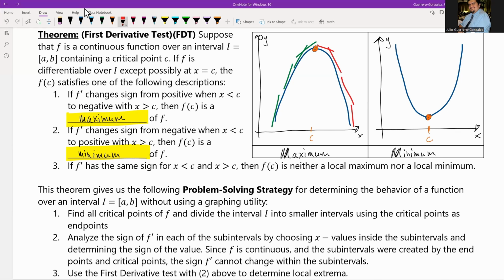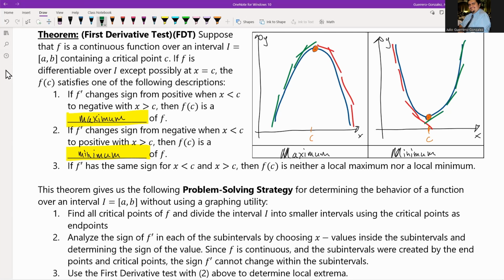Got it? And then likewise, if you take a look at the minimum, these slopes are all negative. All of those slopes are downward. And then after the critical value, they are positive. Let me do that one a little nicer. There, that's better. So if your slopes go from negative before the critical value to positive after the critical value, you have a minimum.